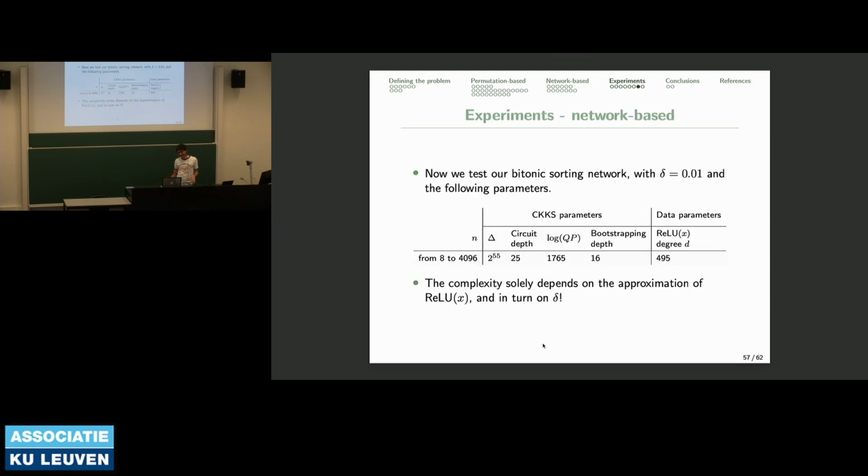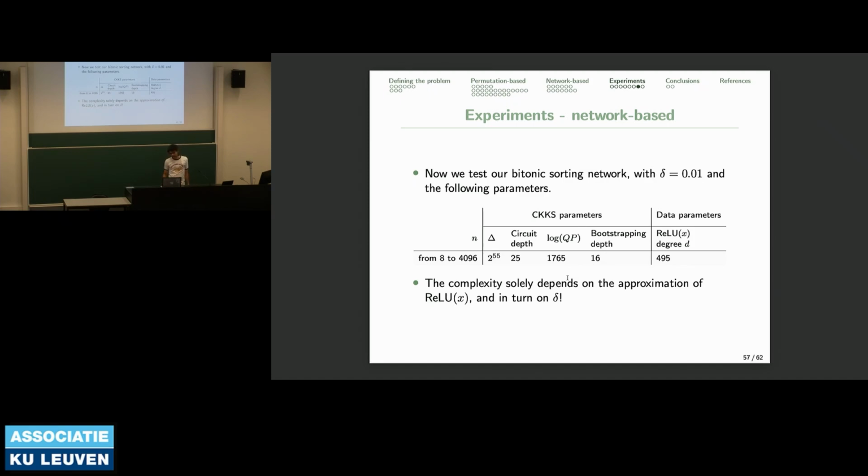OK, last experiment, based on the sorting network. The only value that we care about is the degree of the ReLU function, which is not very large. And notice that we can also increase the number of elements without increasing the ReLU degree, because ReLU depends on the difference between two elements, so it depends on delta. So even if we increase n, we can still always use the same degree for the nonlinear function.